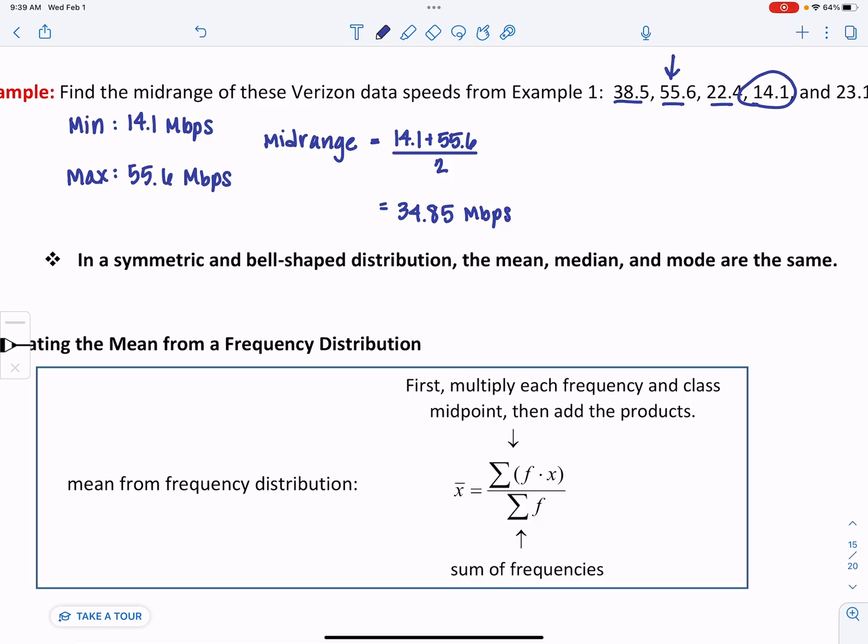In the event that your distribution is bell-shaped, meaning it looks kind of like that, the mean, the median, and the mode are all going to be the same number, and that's super handy.